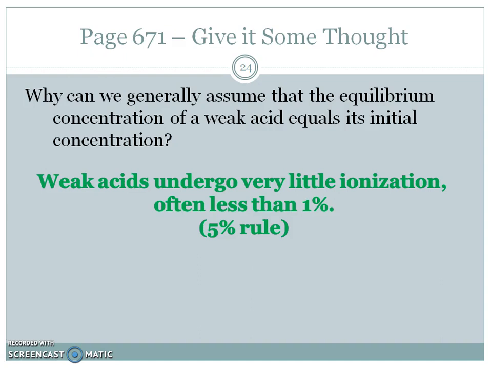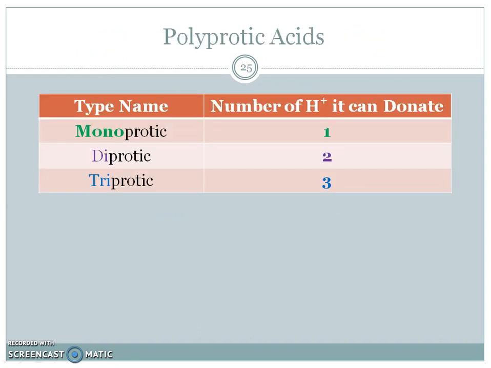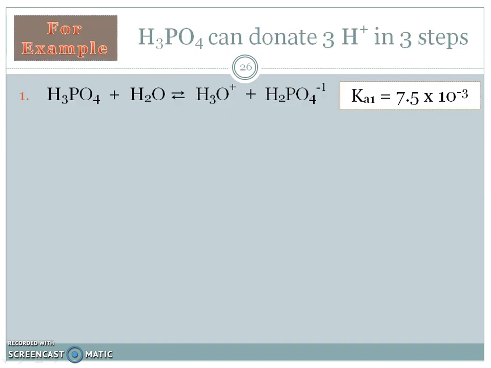Again, it's just like I was talking about, right? That 5% rule. So polyprotic acids means that you can have more than one H that's donated. Okay, so let's look at this as an example. Our phosphoric acid, H3PO4. Our first reaction is this. We take one H away and we're left with H2PO4 given a Ka1 value.